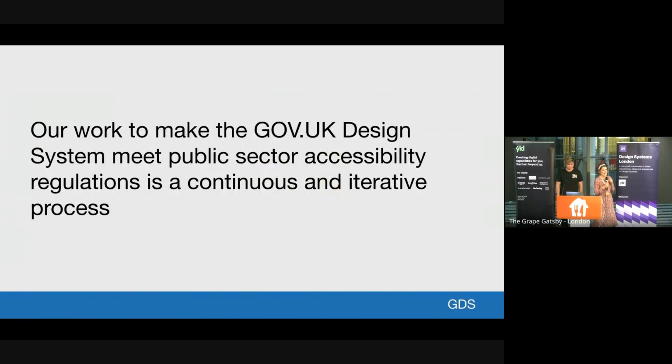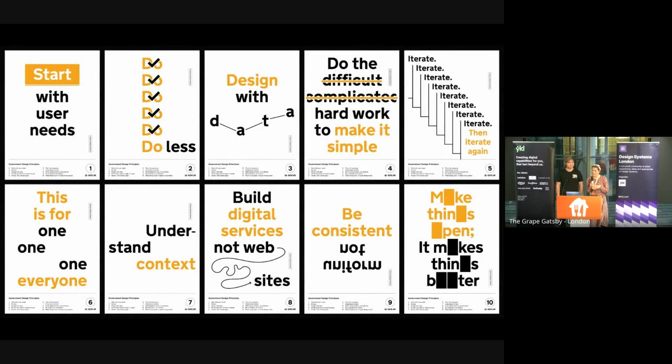Now for my disclaimer. Our work to make the GOV.UK Design System meet public sector accessibility regulations is a continuous and iterative process. So what we're saying is that all this could be considered an experiment. That's because so far we've tended to give accessibility recommendations as part of general guidance without specifically calling it out.